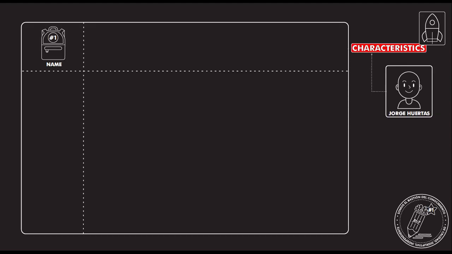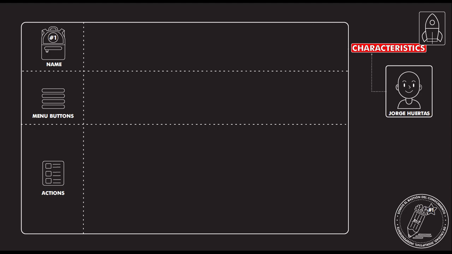Like I was telling you at the beginning of the video, there are three sections that are the most important ones for developing this navigation map. The first is the name, which is related to the brand. The second is the main buttons of the application, website, or digital development, and of course the actions that you can do in each one of these buttons.